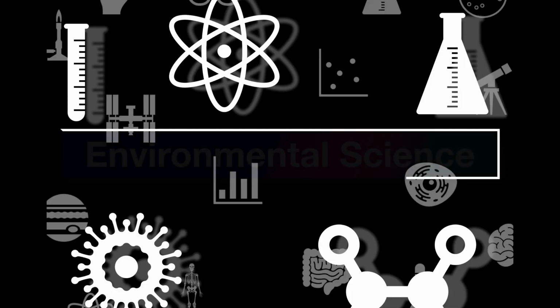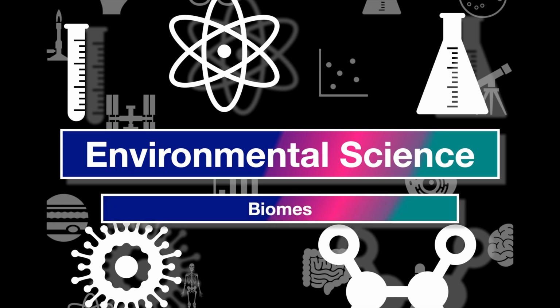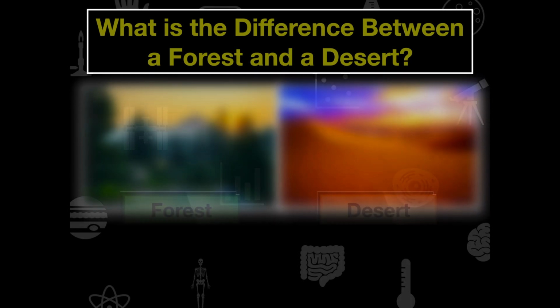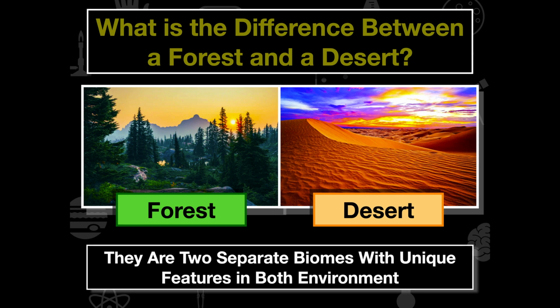Alright, ladies and gentlemen, this is going to be our next video on environmental science, and specifically going over biomes. Let's get started on this next video. So if we look at these images here, what is the difference between a forest and a desert? Well, they are two separate biomes with unique features within each environment.